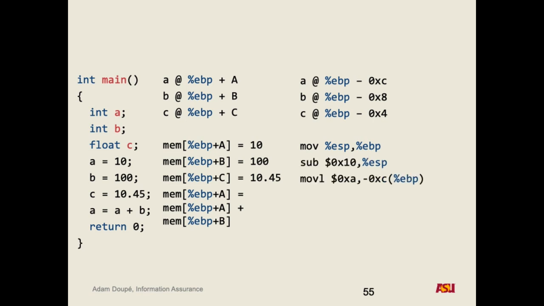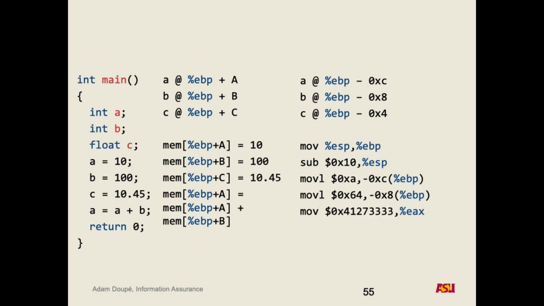But essentially, the instructions that we'll see is move hex A into EBP minus C, which is exactly this operation, which is exactly this A equals 10. So it's setting the memory location at EBP minus C to 10. That's what that instruction does. And the next instruction, let's move 100 into EBP minus 8. And we know EBP minus 8 is at B, because that's just what the compiler decided.